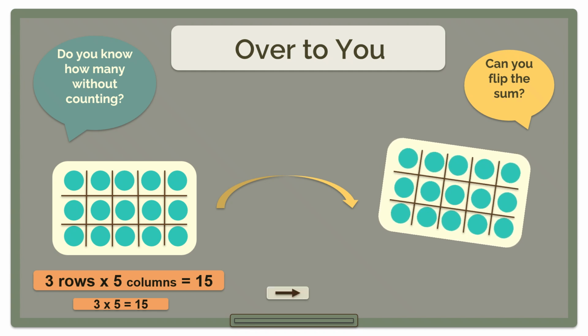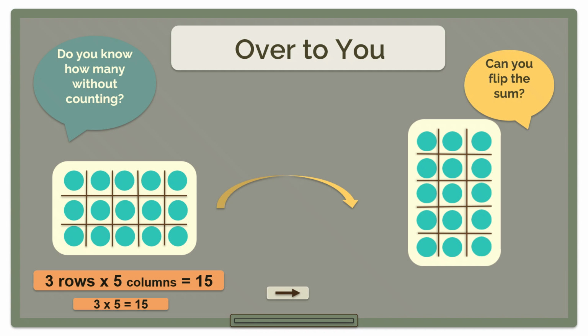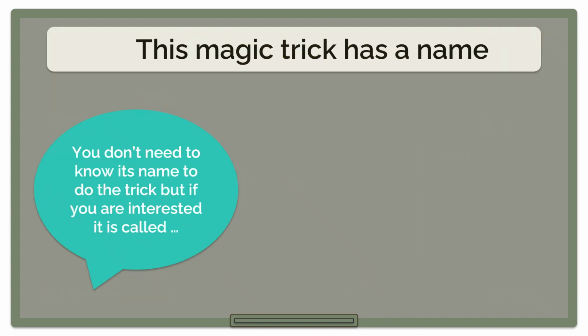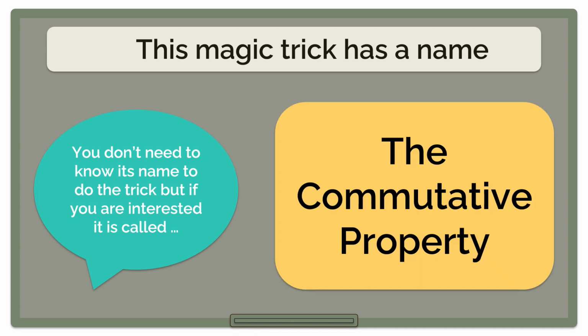Let's have a look. Now what sum do you have? This time you have 5 rows multiplied by 3 columns equals 15. 5 multiplied by 3 equals 15. And this magic trick has a name. You don't need to know its name to do the trick, but if you're interested, it is called, I need to take a breath, the commutative property.